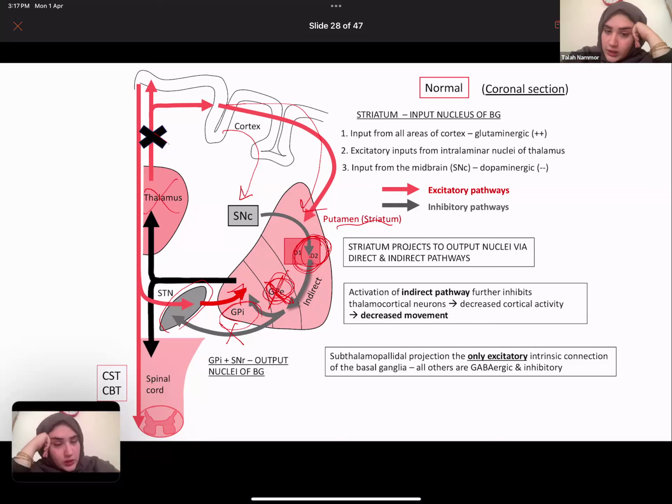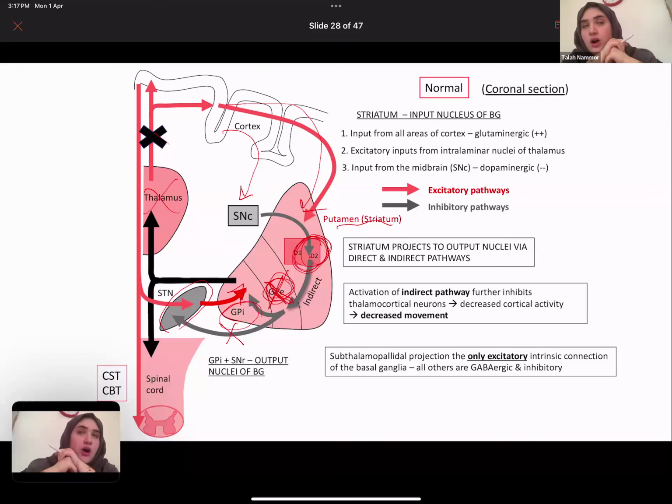Now, obviously, the subthalamopallidal projection that comes from the subthalamus is the only excitatory intrinsic connection of the basal ganglia. So all of the things inside the basal ganglia are usually GABA dominated and inhibitory, except for the subthalamopallidal projection. It's excitatory and it excites the GPI to work even more on inhibiting the thalamus.